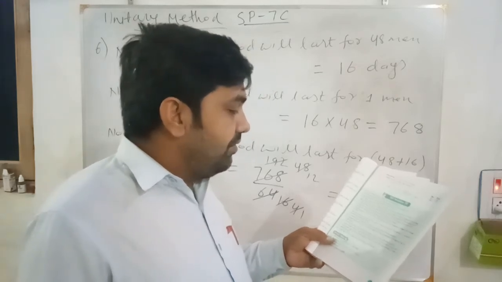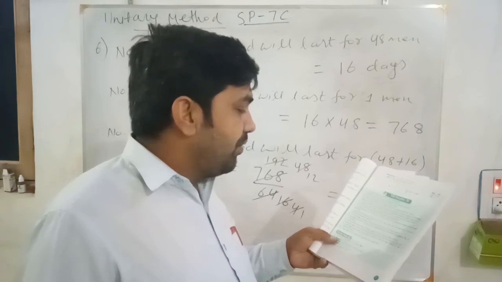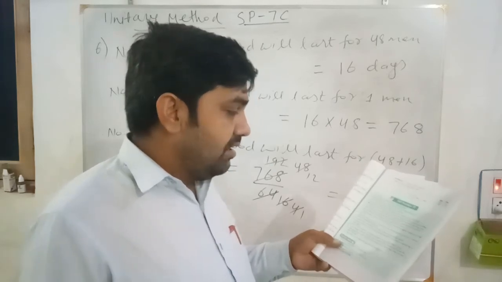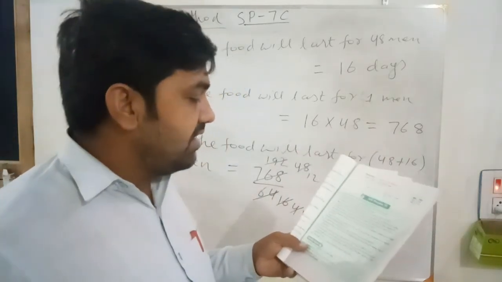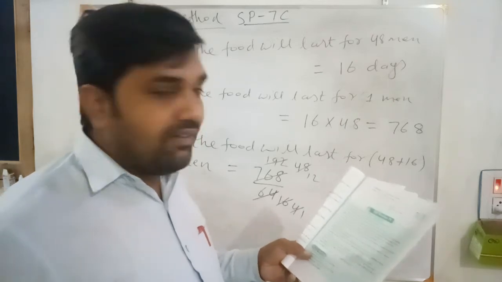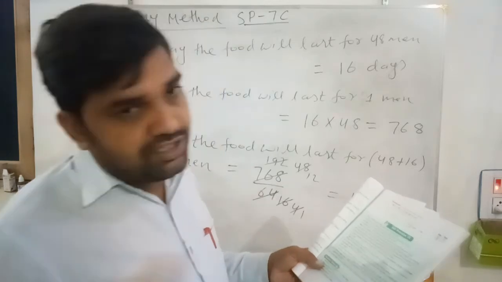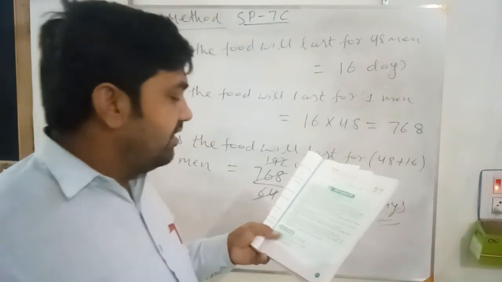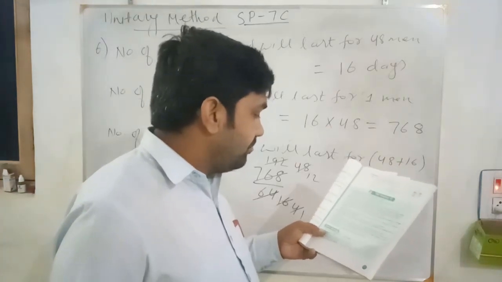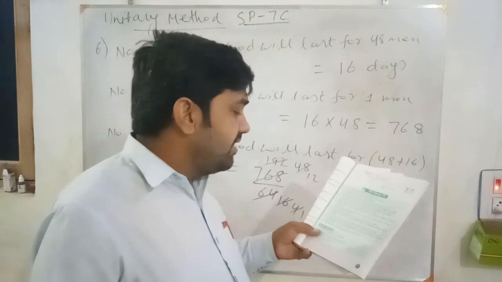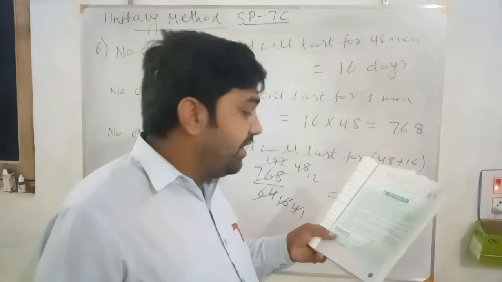So here the number of days the provision will last for 1200 men equals 60. So the number of days the provision lasts for one man equals what? 60 into 1200. Now you will find the number of days the provision will last for 600 men. Now you divide it: 60 into 1200 divided by 600. So you will get 120 days.